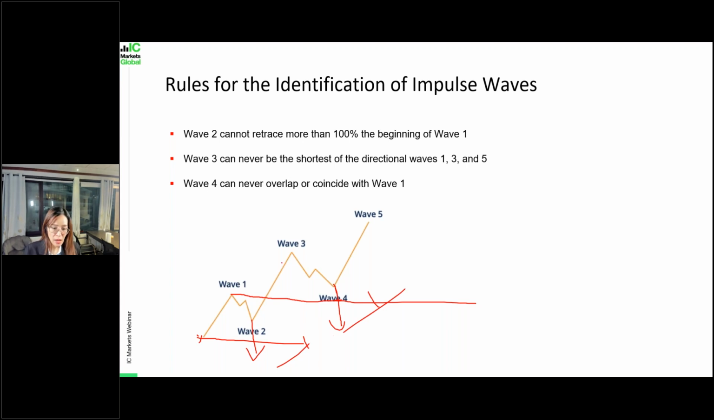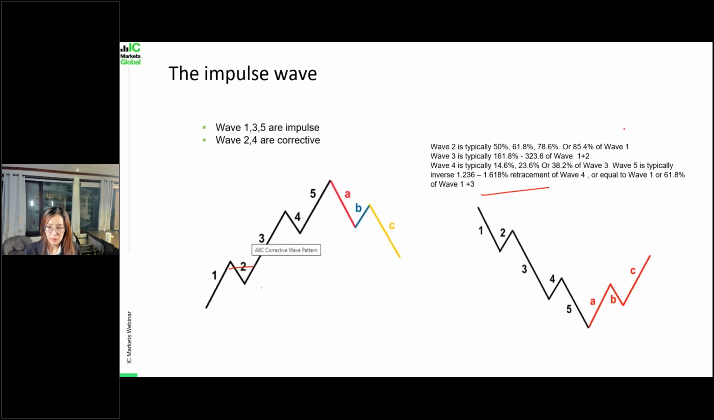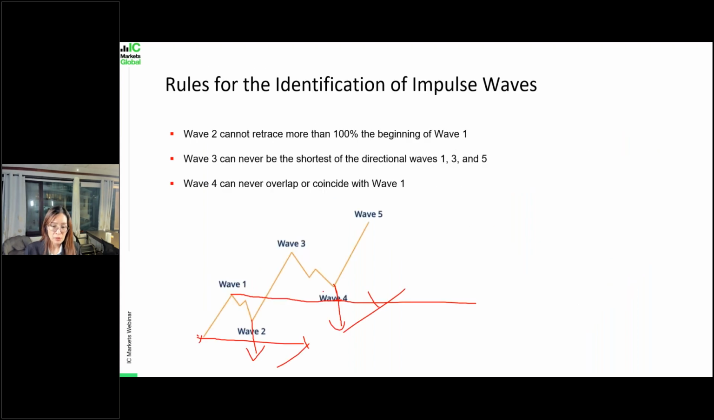It doesn't matter how many percent, this is just a guideline for you. But most of the time, they will just retrace to these numbers. If you cannot remember, that doesn't matter as long as you remember the rules: wave 2 cannot go below or retrace more than the beginning of wave 1, wave 4 cannot overlap wave 1, and wave 3 cannot ever be the shortest of waves 1, 3, and 5. Just remember this, okay, guys.